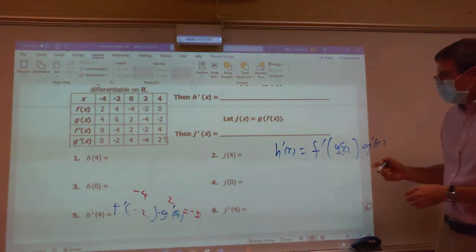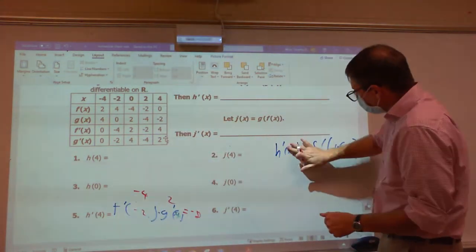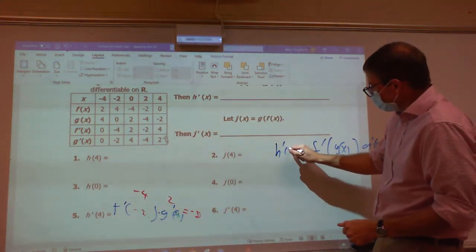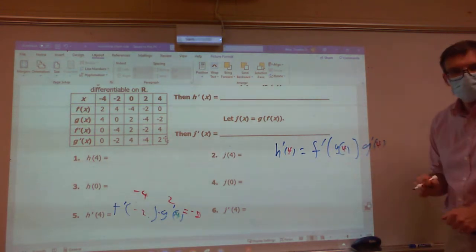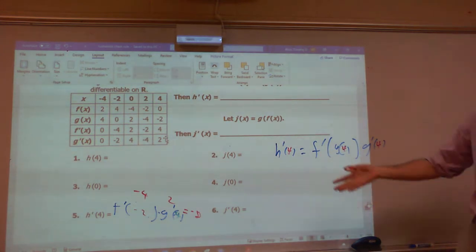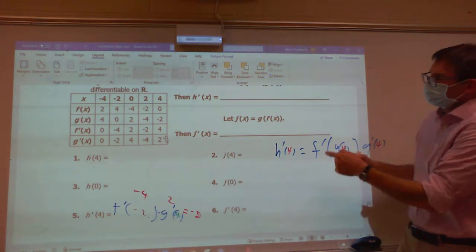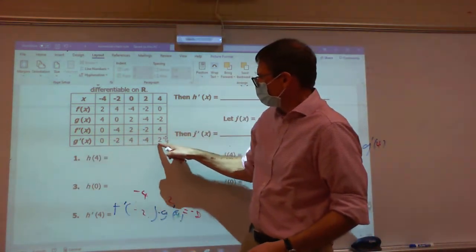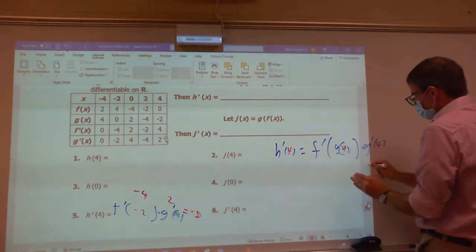All right. And if I want h prime of 4, that means this is a 4, this is a 4, and this is a 4, right? And now we have to get our information from our lovely chart. g prime of 4 is a 2. Are we okay? g prime of 4 is a 2. So this whole thing is now a 2.